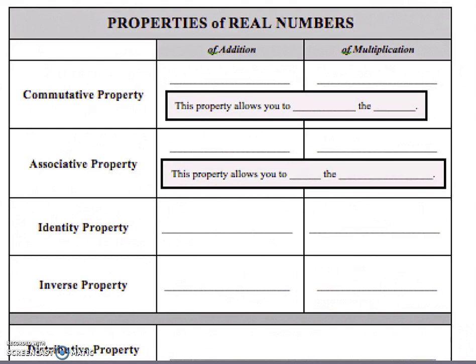Okay, finally we have our properties of numbers here. And again, these are things that you should be familiar with. You've seen them in Algebra 1 and Algebra 2. We've got the commutative property of addition. That says A plus B equals B plus A. Of multiplication, that's going to look like A times B equals B times A. So either way, this property allows you to change the order.